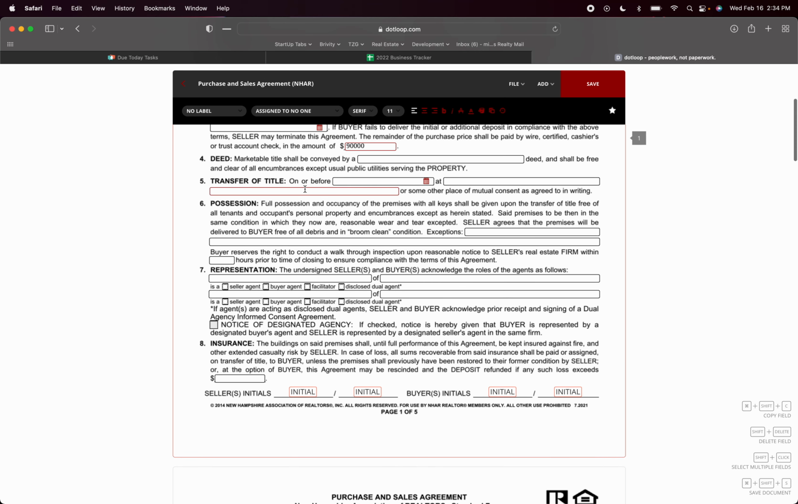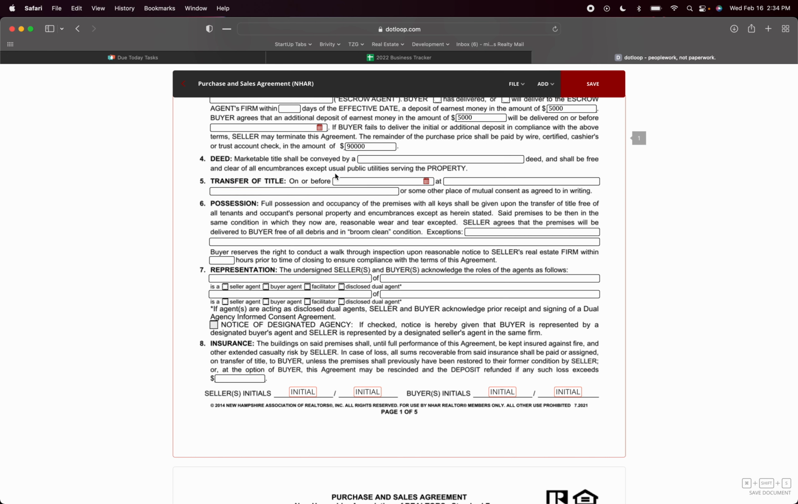Paragraph 5, transfer of title on or before. So this is going to be your closing date. It does say on or before. So if everything is clear in advance, you could certainly close this earlier than the closing date here if all parties are in agreement. And that's always fun. If it's going to be anything later, you will need an addendum or an extension that all parties agree to and sign. Keep in mind for a seller, this closing date on or before is the date at which your client, the seller, is expected to have all of their things out of the house. They're moved out because at the closing, the buyer is going to take possession of the property.